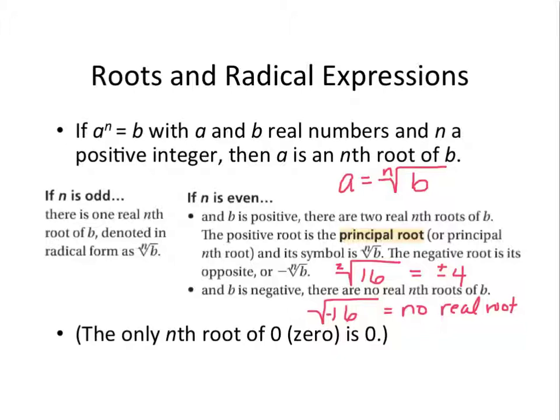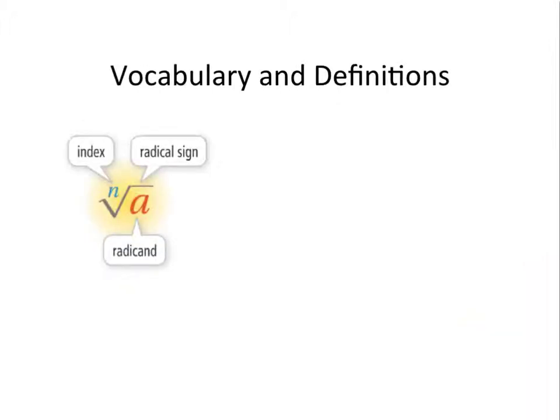And the only nth root of 0 is 0. So 0 does have a root, no matter what the index. To get back to that vocabulary: inside the radical sign is the radicand, the number there. The radical sign is the check mark and division box symbol. And this number is called the index. That's the value of the root that we're actually finding.